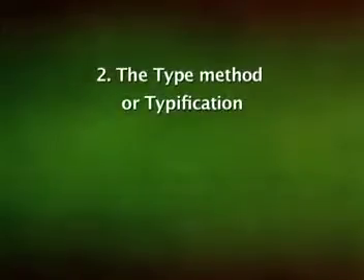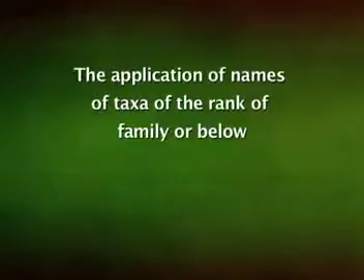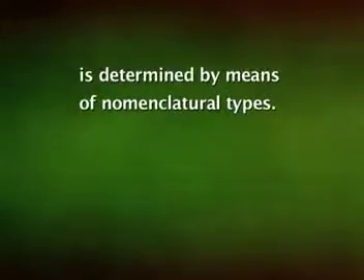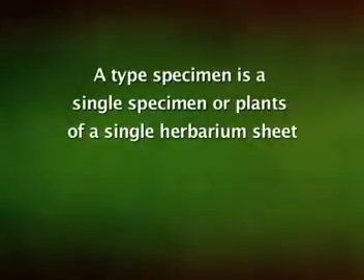Rule 2, the type method or typification. According to Article 7, the application of names of taxa of the rank of family or below is determined by means of nomenclatural types. The application of names of taxa in the higher ranks is also determined by means of types when the names are ultimately based on generic names. A type specimen is a single specimen or plant on a single herbarium sheet. This may be a preserved specimen, an illustration, or even a reference to an illustration published earlier.